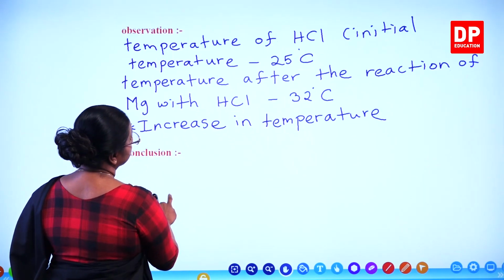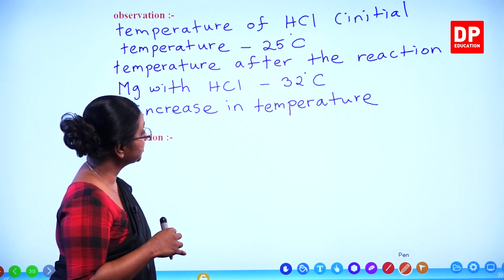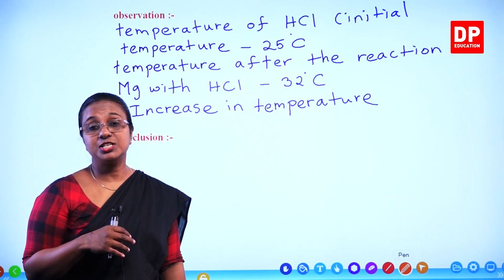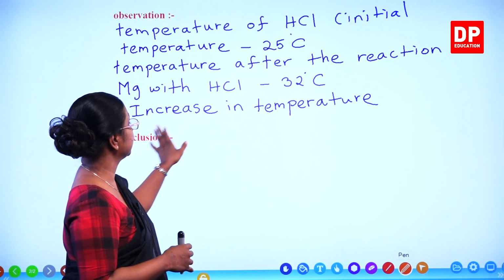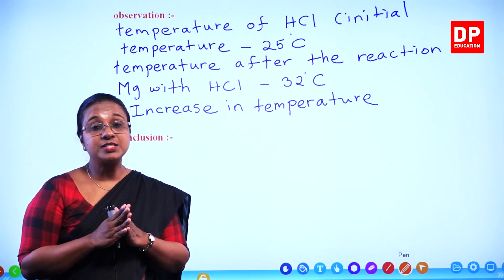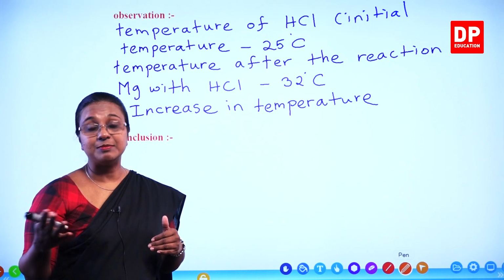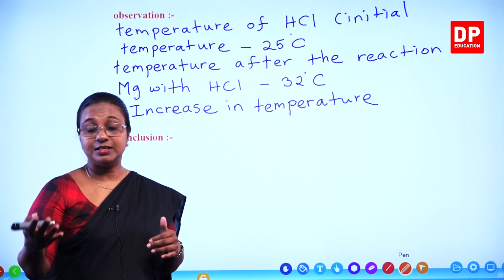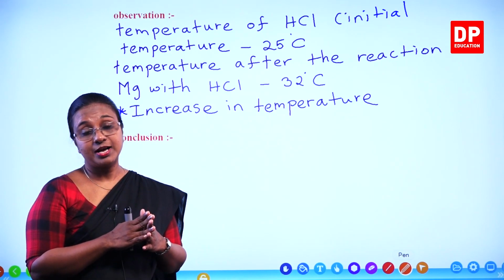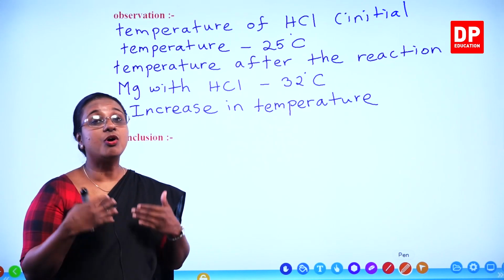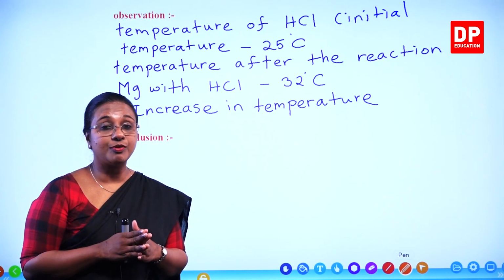So from this observation, you can see there was an increase of 7 degrees Celsius. The final temperature is 32 degrees Celsius. Initial temperature is 25. So the difference is 7 degrees Celsius. But for us, the important thing is there was an increase in temperature. So from this, what can we conclude? This particular reaction between magnesium and hydrochloric acid occurs with increase in temperature. Why? Because both magnesium and hydrochloric acid together, they release or evolve heat when reacting. That is what we can conclude from this activity.